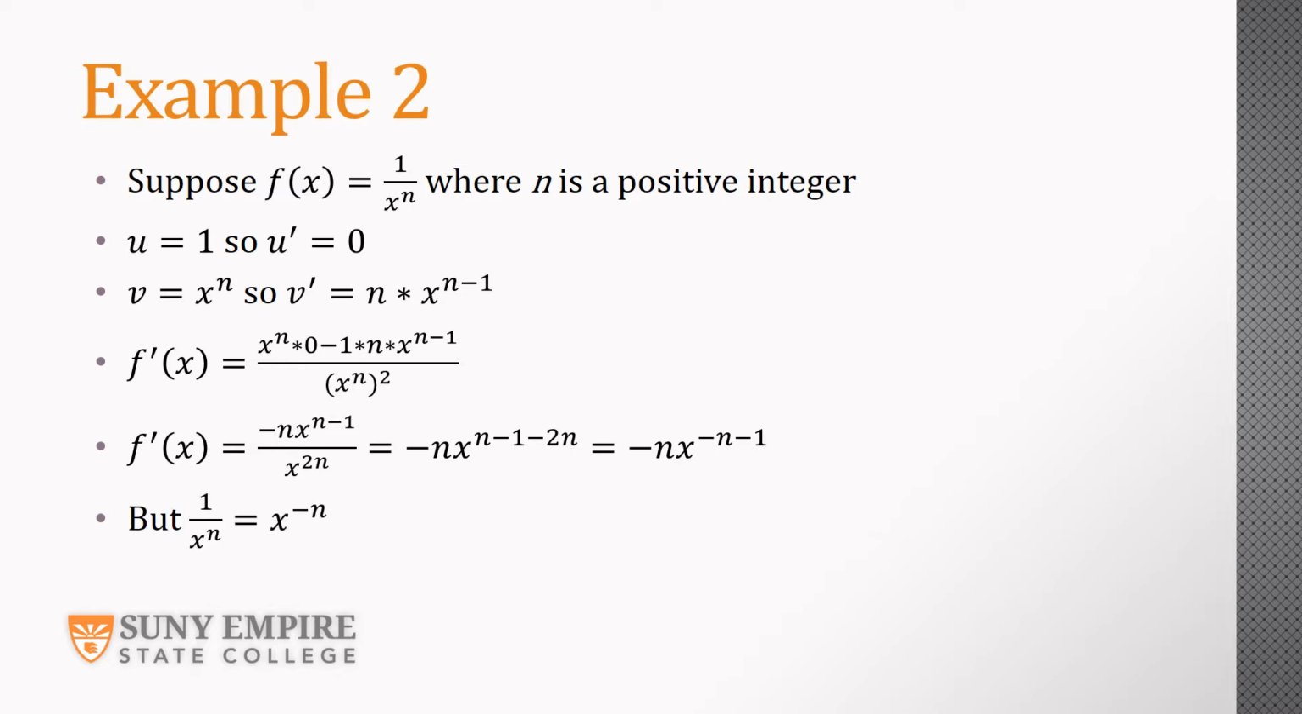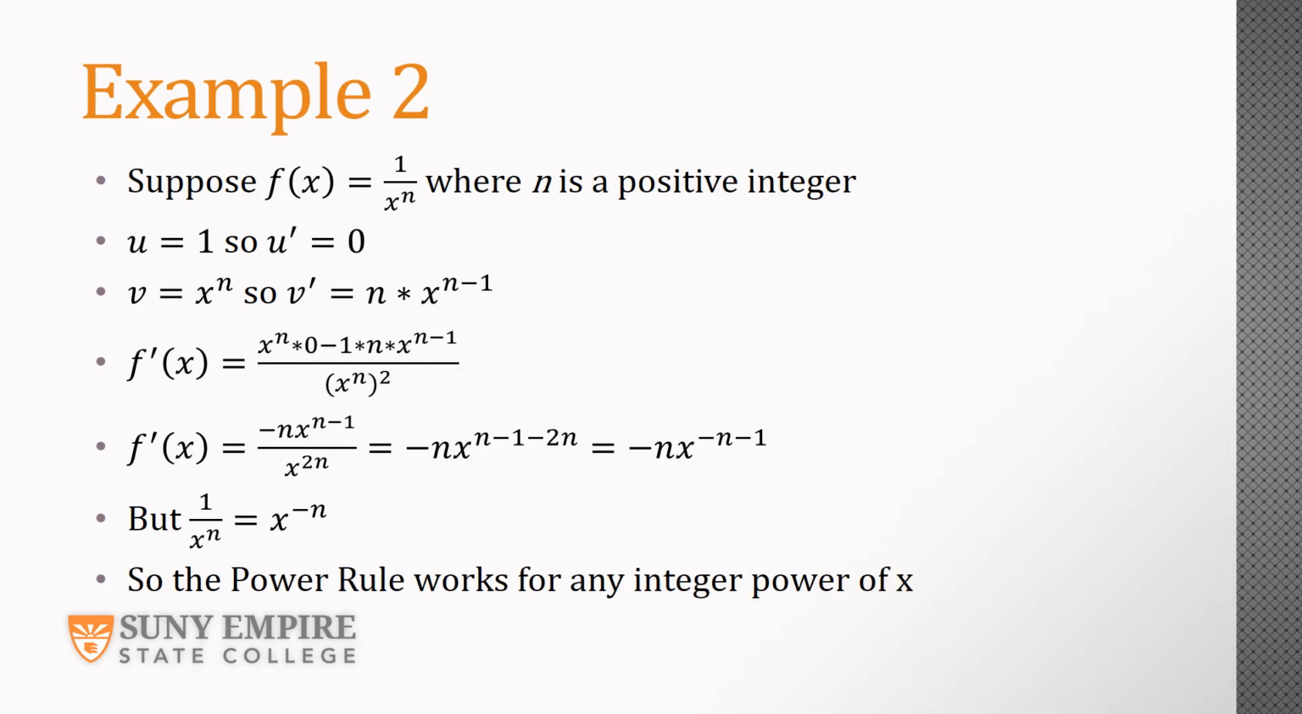But another way to write our original function is that f of x equals x raised to the negative n power. If we use the general rule for differentiating polynomials, we would have negative n times x raised to the power negative n minus 1. Oh, we did. This means that the general rule for differentiating polynomials works for any integral power of x, not just the positive powers. Let's look at one more example.